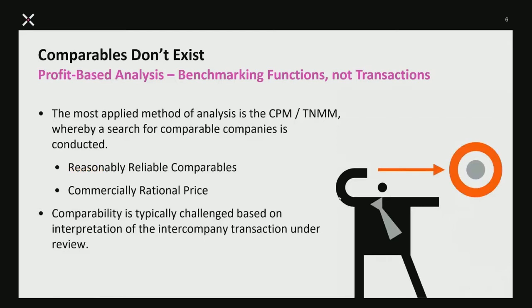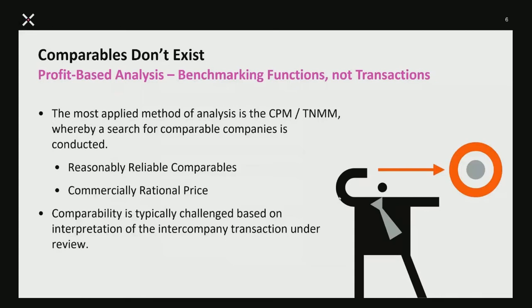Then we talk about profit-based economic analyses. And remember, this is where we're looking at the functions, not the specific transactions, trying to identify third-party companies that are engaged in the same type of functions and assume a similar level of risk and a similar level of assets. And I think it is extremely rare to find a perfect comparable. I've done comp searches for over 15 years, and I can tell you there are very, very few times where we could say that is a perfect comparable.